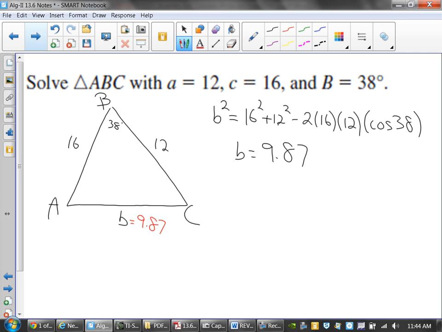Now, once you find a side opposite a given angle, what are you going to use? Sines. Yeah, use law of sines now. The only thing that happens a lot of times with law of cosines is that if you're wrong right off the bat, you're just kind of up a creek. Yeah, you're done. We don't sell paddles.